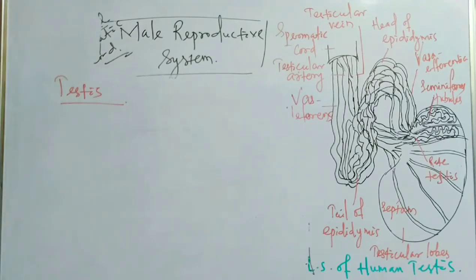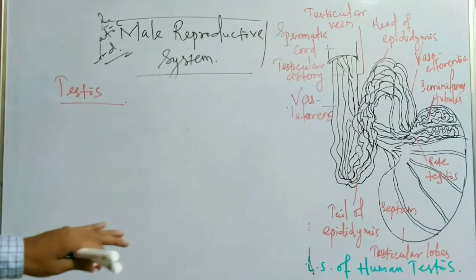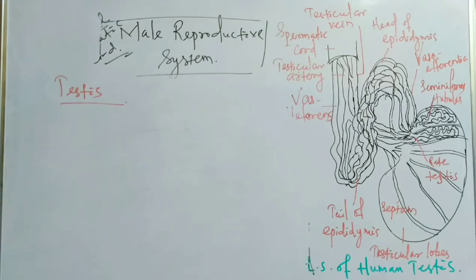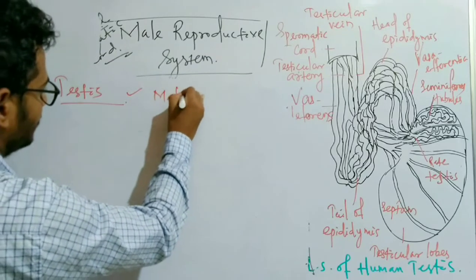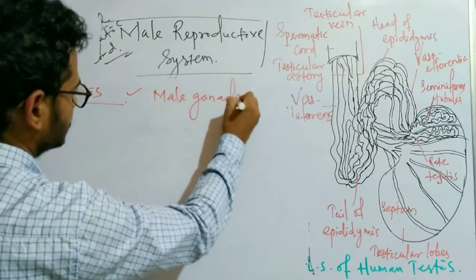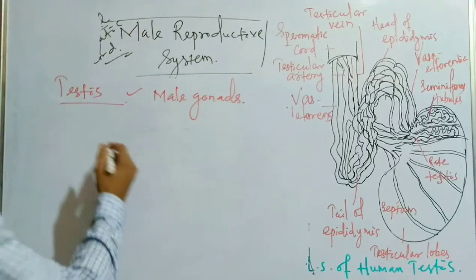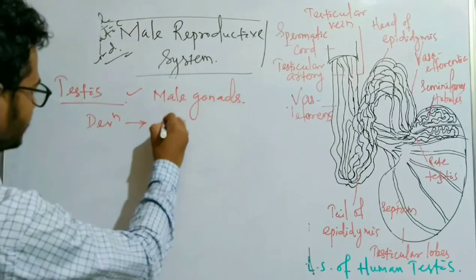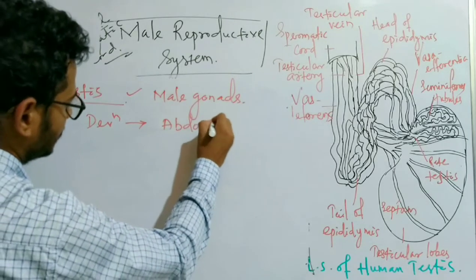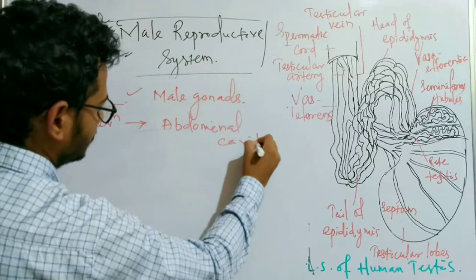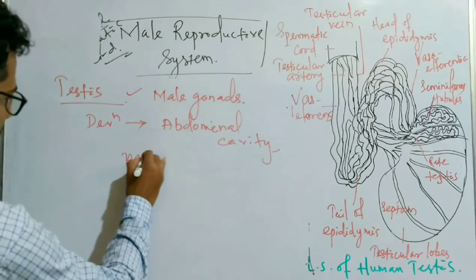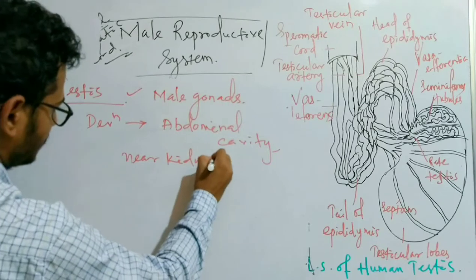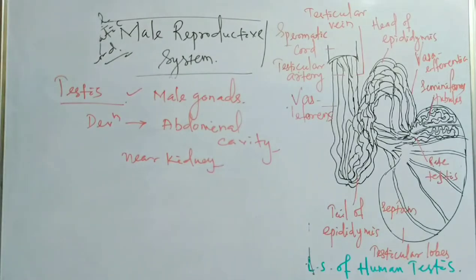Testis now. So male gonads or testis begin their development high in the abdominal cavity. They are the male gonads. The development starts in the abdomen, in the abdominal cavity during the embryonic stage. It develops inside the abdominal cavity near the kidney. Okay, so its development occurs in the abdomen.